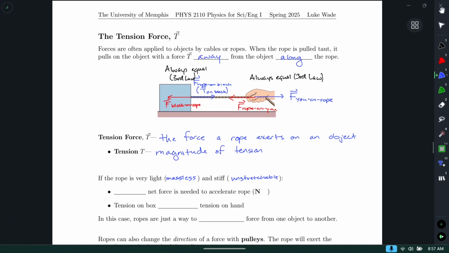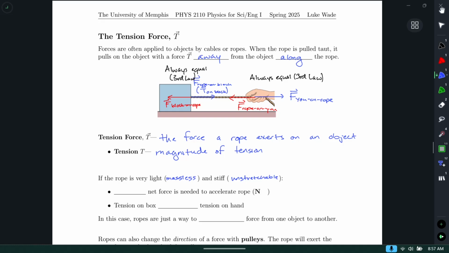Massless sounds pretty dramatic. I can't picture a massless rope. What it really means is that the mass of the rope is really small compared to whatever's connected to it. Essentially negligible mass. The reason we have to make that assumption is, you think about when you pull on that rope, you have to accelerate the rope itself to accelerate whatever's attached to it. That's going to take some amount of force. The amount of force required depends on the mass of the rope. And so it's sort of like you're using up some of your force. Let's say you exert a force of 10 newtons on the rope. It may be that only 9 newtons actually makes it to the block because 1 newton was used to accelerate the rope itself.